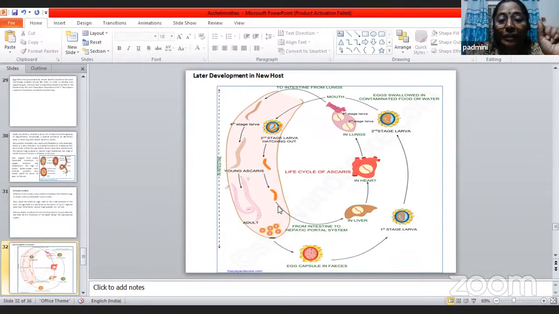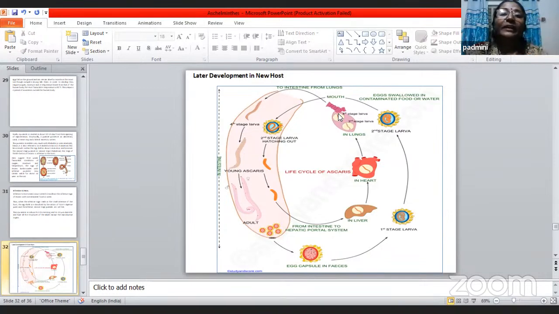From the intestine, they bore into the liver. From the liver, they reach the heart. From the heart, they reach the lungs. Here, the second stage becomes a third stage larva, and from the third stage, they become the fourth stage larva. Now, this fourth stage larva is a complete, well-developed larva. From the alveoli, they reach the bronchi.